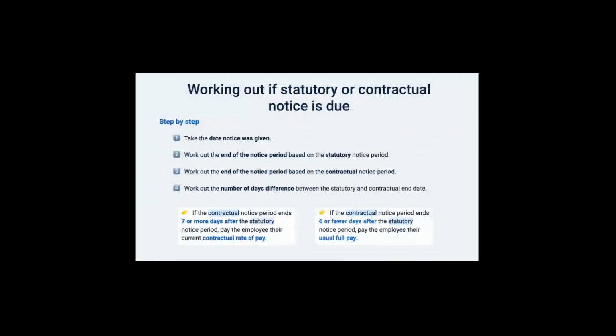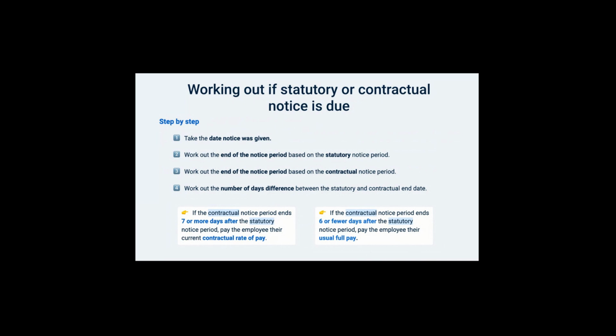So how do you work out if your employee should be receiving statutory notice or contractual notice? Because this will then dictate how much pay the employee receives during the notice period. There are 4 steps that I've broken down for you. The first is to take the date that the employee was given notice, then work out what the end of the notice period would be if the employee received their statutory notice only. Then work out what the end of the notice period would be based on what the employee is contractually entitled to. Next, work out the number of days difference between the statutory end date and the contractual end date.